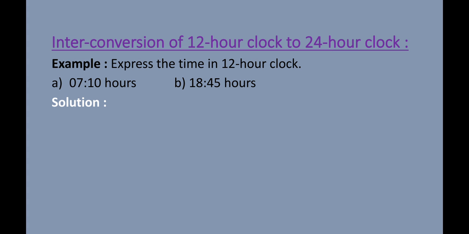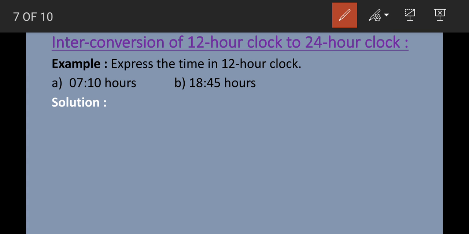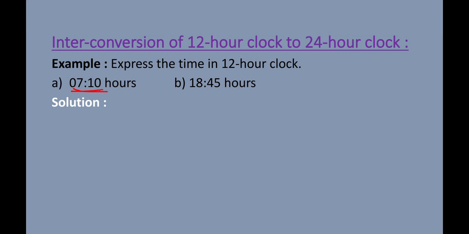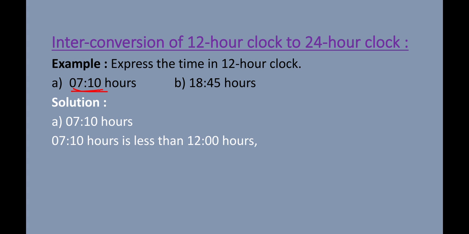So the first question is 7 hours and 10 minutes. Okay, 7:10 hours. The solution for this one is: 7:10 hours is less than 12 hours, so we can write it as it is. It is in morning time, so we have to put AM. It is between midnight and noon, so we put AM.